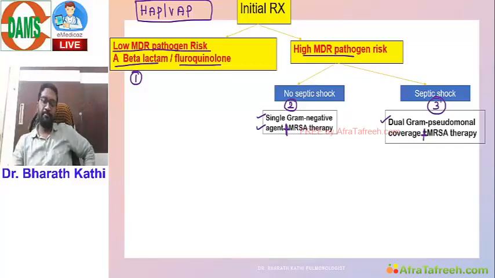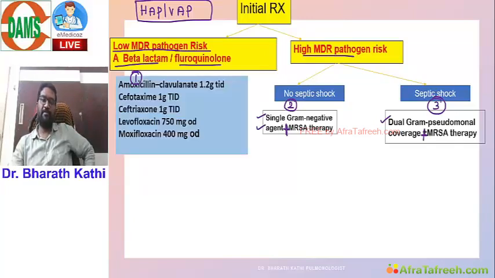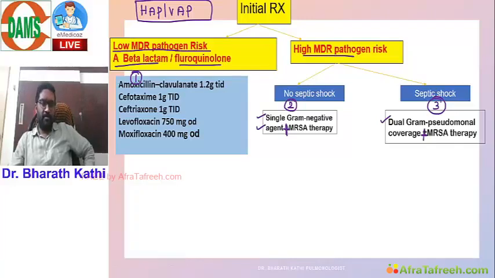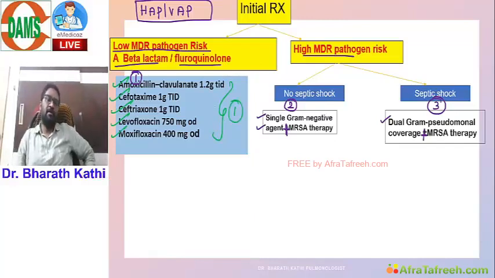Now let us see what antibiotic regimens we are giving. Just like for low MDR pathogen risk, similar to community acquired pneumonia, we can give amoxiclav or cefotaxime, ceftriaxone, levofloxacin, moxifloxacin. Any one can be given. I think almost all these antibiotics you must be knowing, students: amoxiclav, cefotaxime, ceftriaxone, levofloxacin, moxifloxacin.